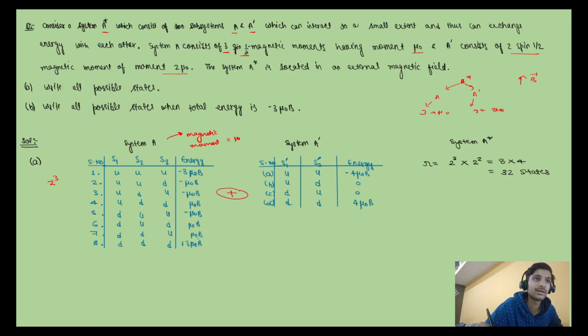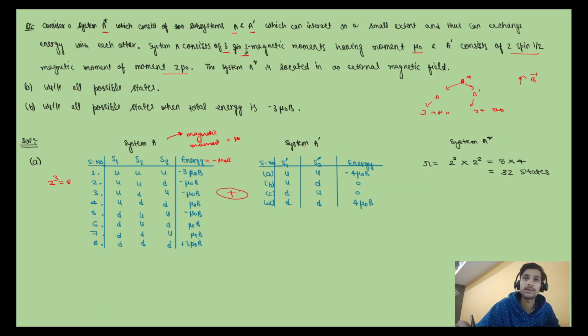2 raised to power 3, right? Because you have 2 choices and you have 3 particles. So that will be 8 different ways. So you can list all these 8 different ways, and you can also calculate the corresponding energy. That will be minus mu naught B, or mu B, let's say. Mu will be the magnetic moment. Right? So you can list all these 8 possible states for system A.